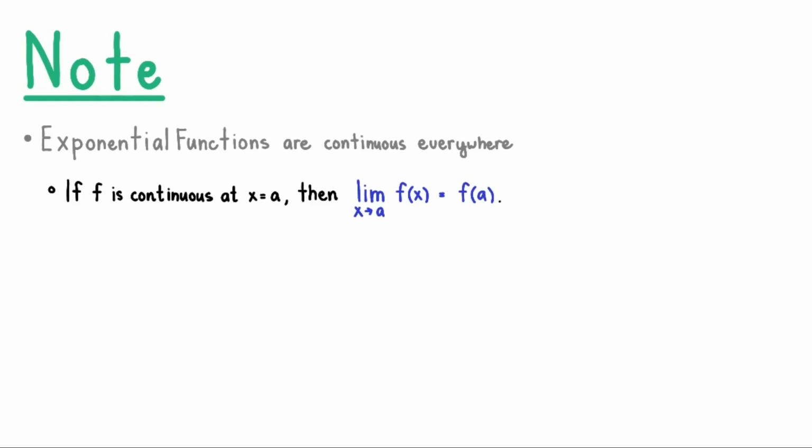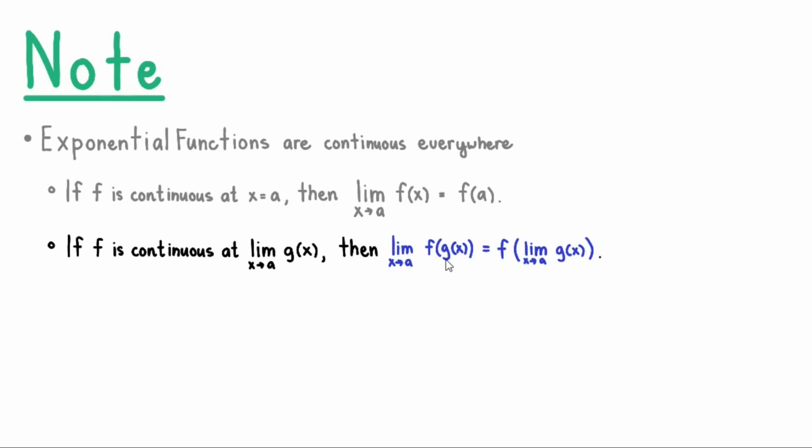Next, if f is continuous at a limit of a function, then it follows that the limit of f of g of x as x approaches a is equal to f of the limit of that function. So basically, we can move this function f outside of the limit. In this case, we can move the exponential function outside of the limit and solve for the limit inside first instead. So we'll be using these two properties later on in our examples.